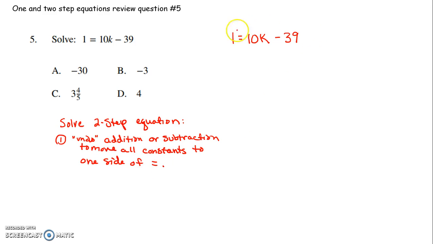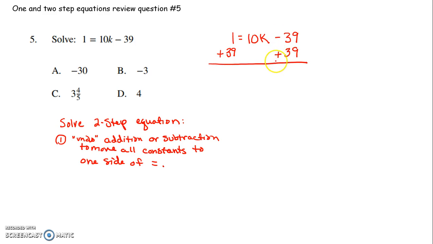All right, so I'm going to look here. I go to the side with the k. I say, okay, I need to undo this subtraction. How do I undo subtraction? What's the opposite of subtraction? The opposite of subtraction is addition. So I'm going to add 39 to the right side of the equal sign, trying to get k by itself, which means I have to add 39 to the left side of the equal sign.